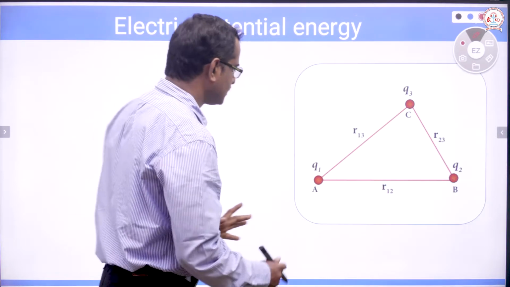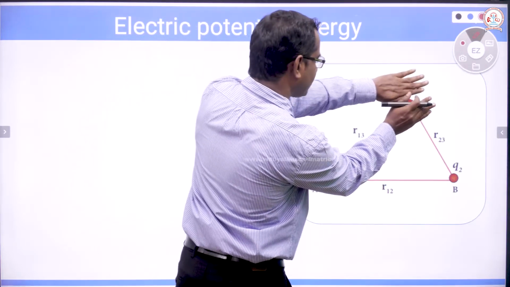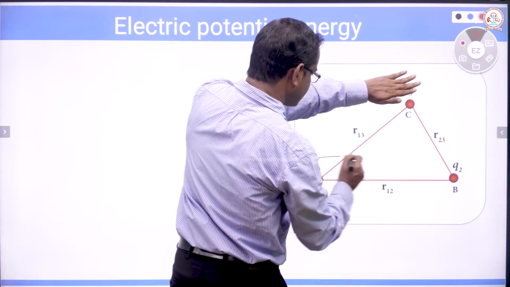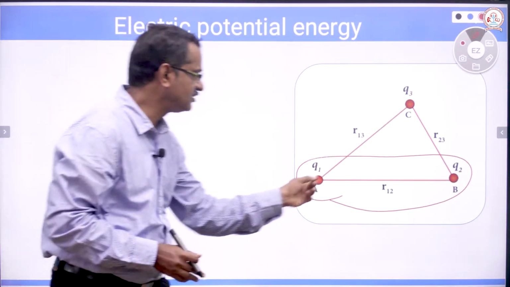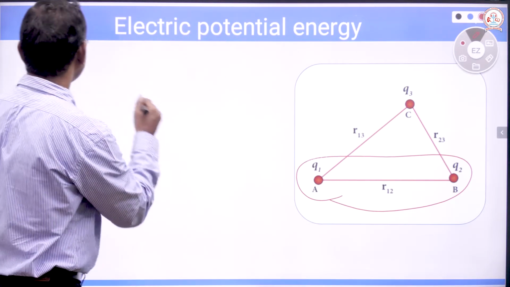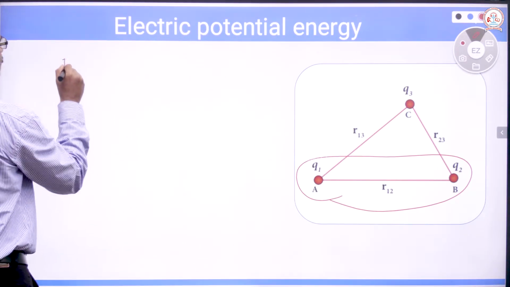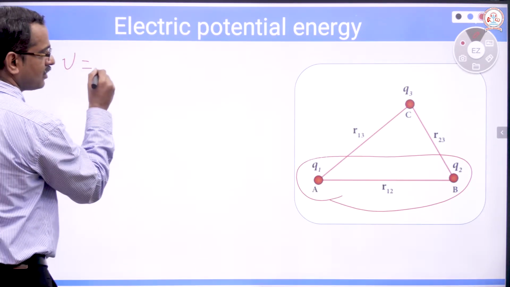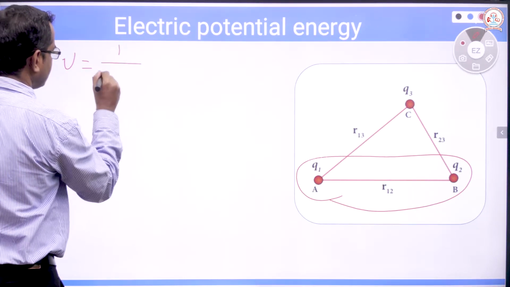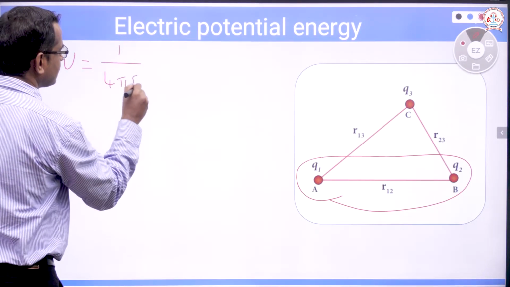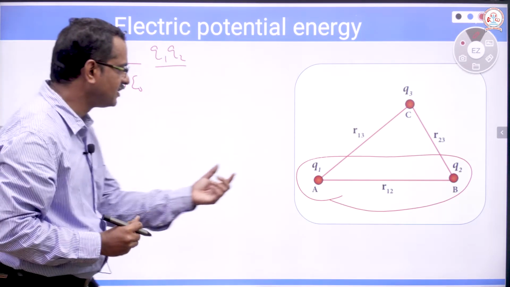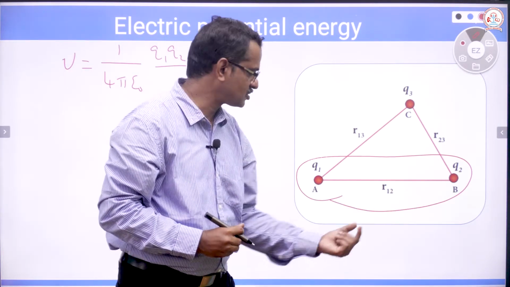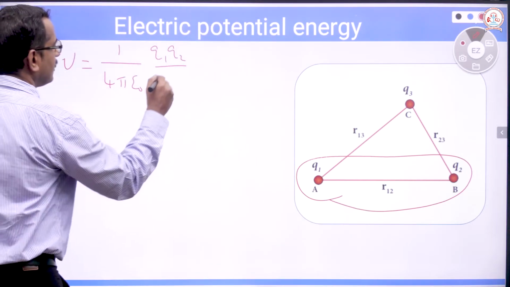Now you just forget Q3 and consider only these two. Now the electrostatic potential energy for these two charges can be written as U is equal to 1 by 4 pi epsilon naught Q1 Q2 divided by the distance between these two charges, R12.